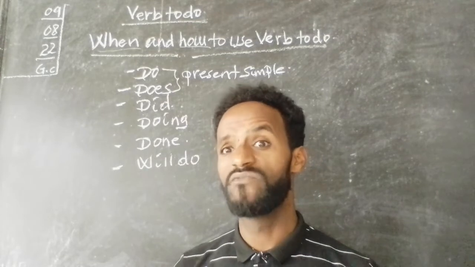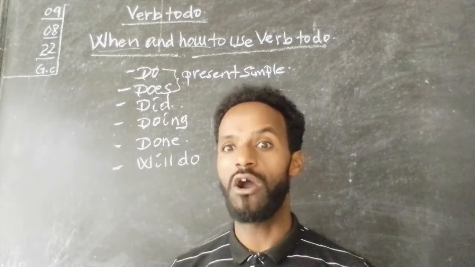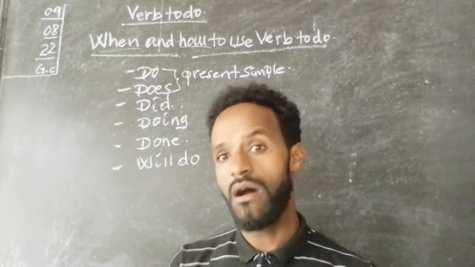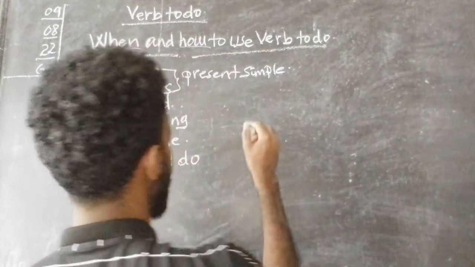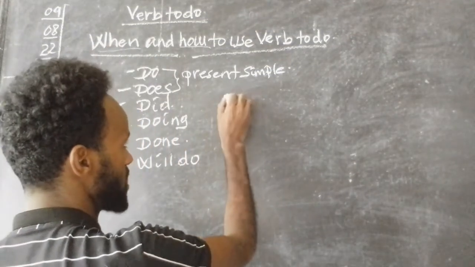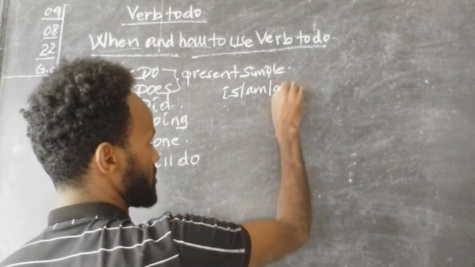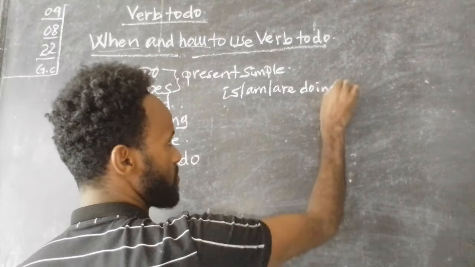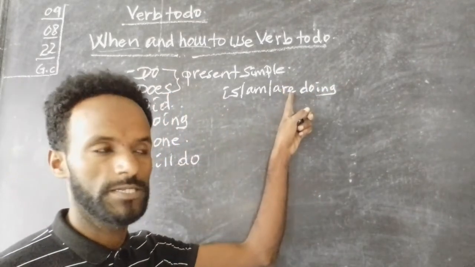The present continuous of the verb to do can be formed in just one form by adding the verb to be, which are is and are, plus the verb in infinitive form, which is called doing. So we can form it just like this: is or are plus doing gives or points out the present continuous of the verb to do.